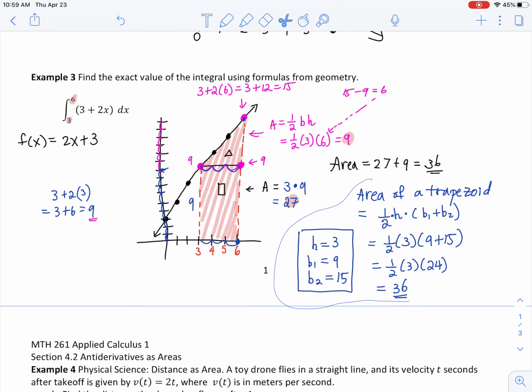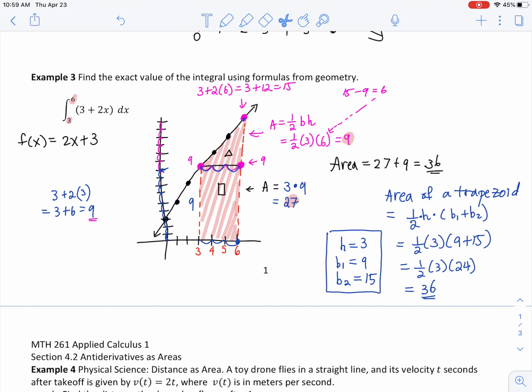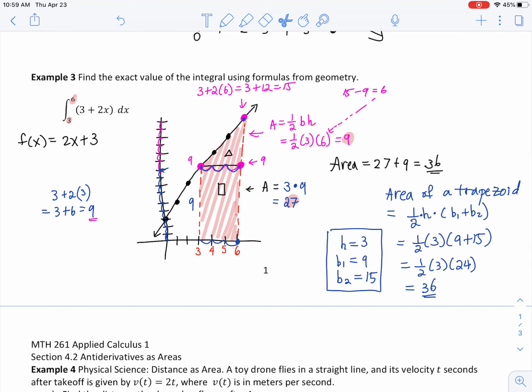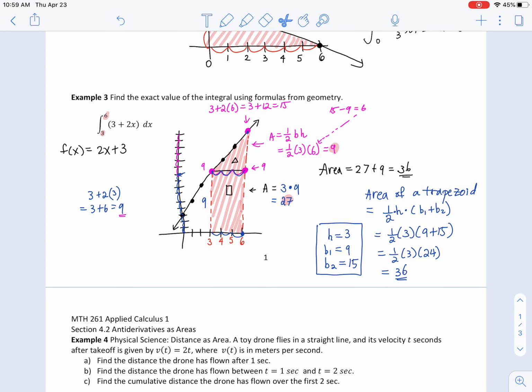So yes, it's really up to you. If you like splitting a fun-looking shape, like a trapezoid, into a small triangle and a small rectangle and add the area together, that's okay. Or you can just find the area of a trapezoid by finding the base 1 and base 2, height, and then just plugging it into the trapezoid formula. That is also very good too.